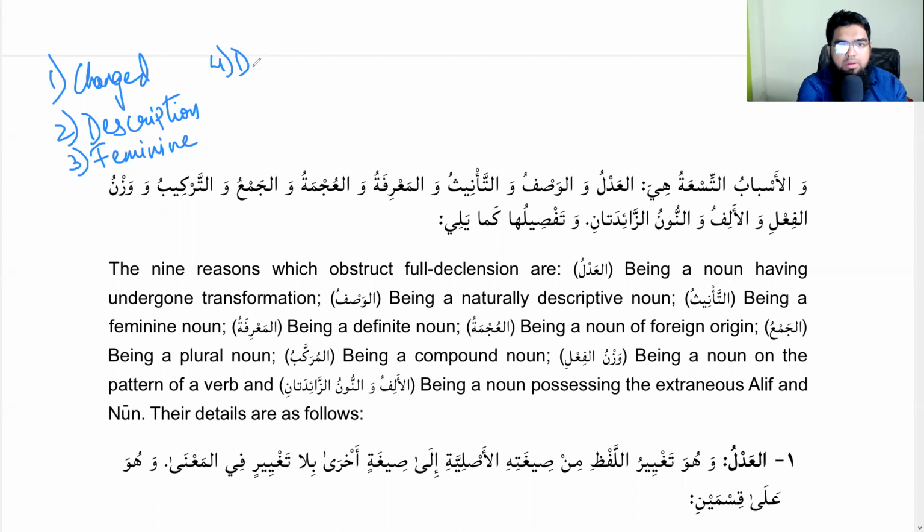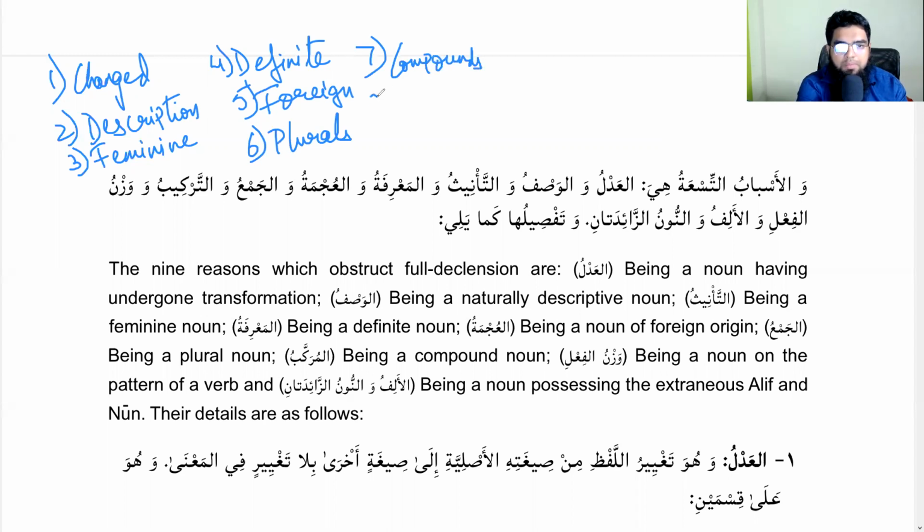Something which is definite. Why am I writing it down? It will be easier if we understand all of them, because of the combination of these. Al-ujma, being foreign. So Arabs made all these types of words into plurals. Not all plurals; there are some plurals which will fit in the category. Then compounds, that is made of 2 words. Tarkib. And the 8th is waznul fi'l, a pattern of a verb, which are words on the pattern of a verb, are diptotes, like Ahmadu and so on. The 9th is what? Alif noon extra. Alif plus noon, extra letters.